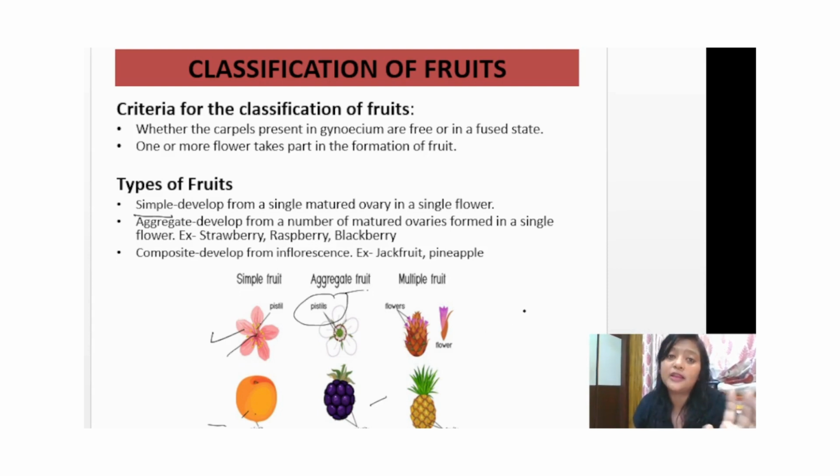इसके लिए भी गो बैक टू माई क्लास ऑफ द इन्फ्लोरेसेंस, यू विल नो द एंटायर थिंग कि क्या होता है इन्फ्लोरेसेंस, टाइप्स क्या होते हैं. सो अगर इन्फ्लोरेसेंस से डेवलप होता है फ्रूट, देन इट्स नोन एज composite. So three things are there: simple, aggregate, and composite. Okay, they are the type of fruits based on these two criteria.